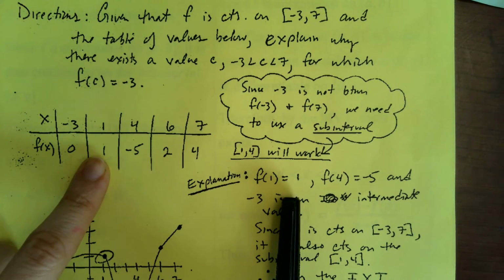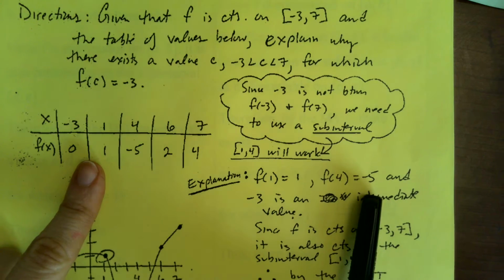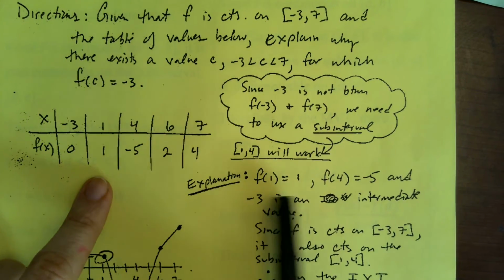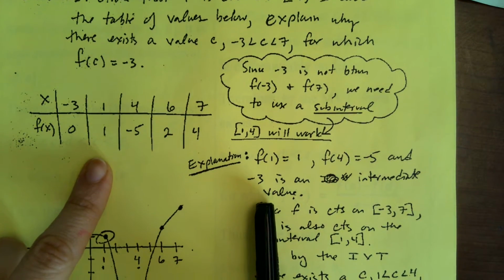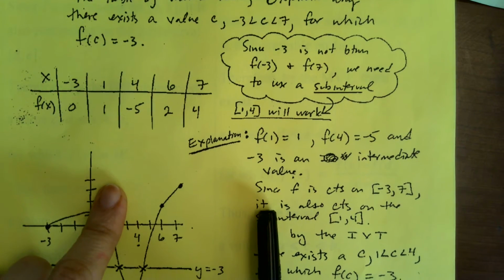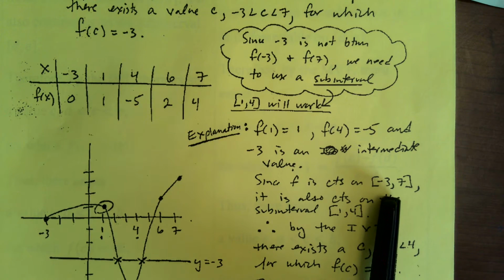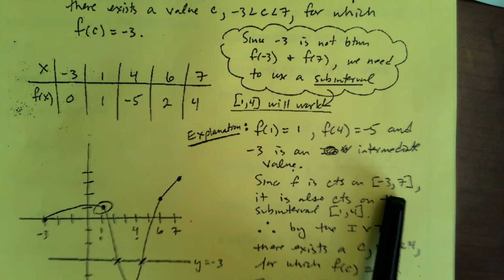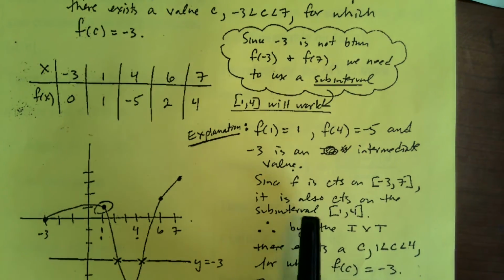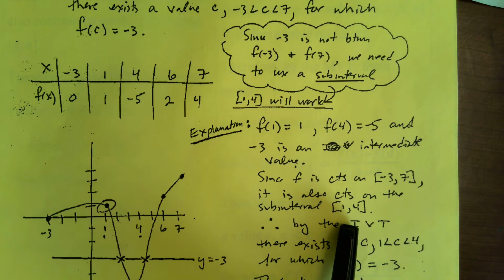So you go f of 1 is 1. f of 4 is -5. So that's the subinterval we're using, [1, 4]. And -3 is an intermediate value. Since f is continuous on [-3, 7], that's what we were told. So we have to bring in what we were given. Since f is continuous on [-3, 7], it is also continuous on the subinterval [1, 4].